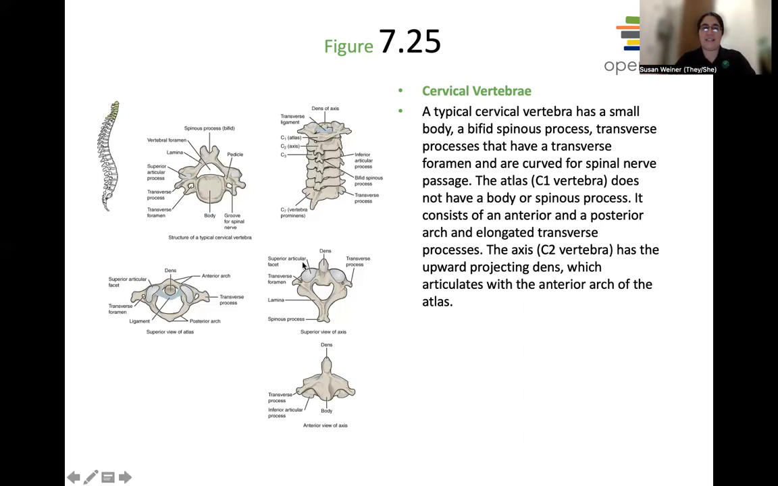So it has this dens that sticks up, and the atlas basically sits on the axis and can spin around the dens, allowing you to turn your head. When you turn your head, that's what's happening. It's spinning around that dens. It also has these articular facets that sit there like this, and then at the bottom, it has a body starting that spinal column that it can sit on top of C3, which is a normal cervical vertebrae.